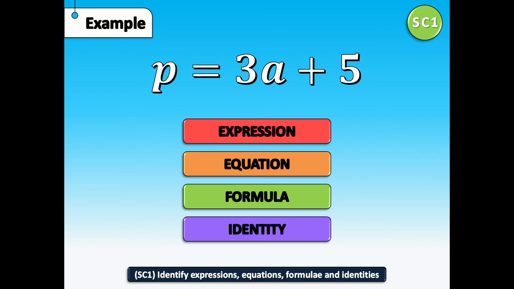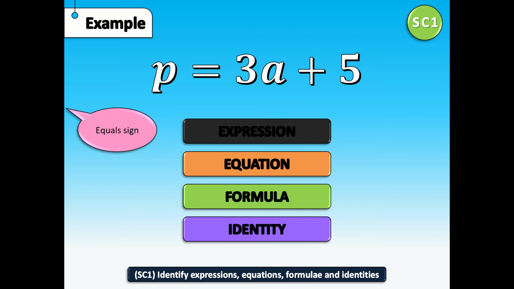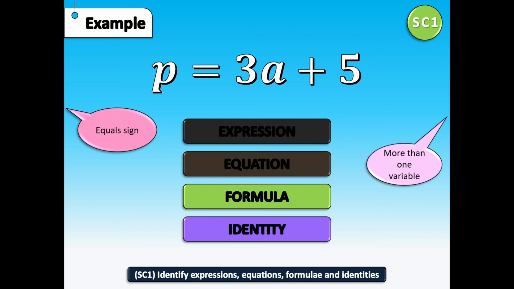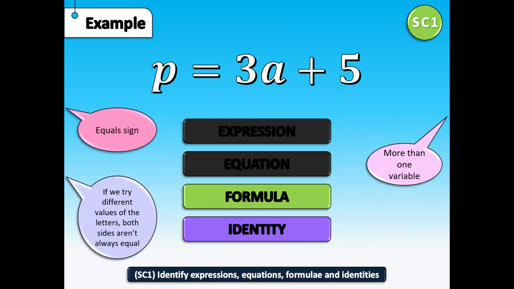For this one, it's got an equal sign, so it's not an expression. There's more than one variable, there's a P and an A, so it's not an equation. And if we try different values of the letters, are both sides always equal? Well, no, so it must be a formula.